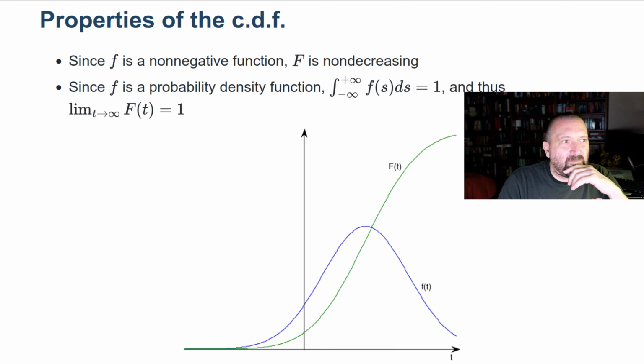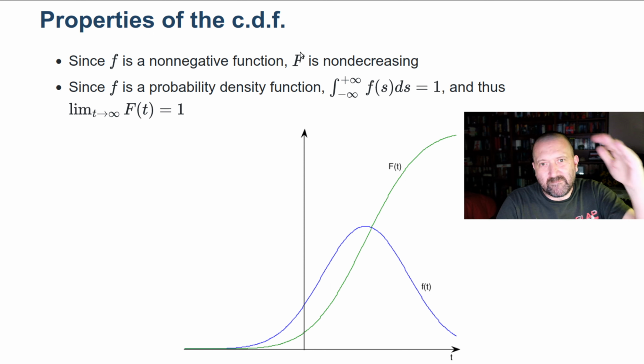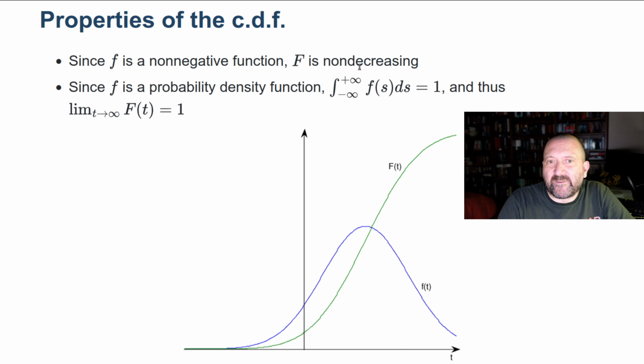Now, because f is non-negative, the cumulative distribution function capital F is non-decreasing. And because I have a probability density function that integrates to 1 over the entire real line, my cumulative distribution function limits to 1 when t goes to infinity. Here I'm showing what some distribution could look like and what the corresponding cumulative distribution function would look like.